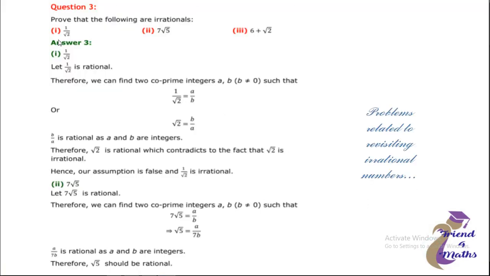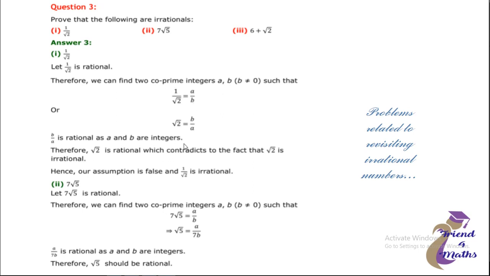Okay, next we are going to the next problem, that is prove that the following are irrationals. We can prove all these in the same way. Taking the first one, 1 by root 2. Here we are first assuming that 1 by root 2 is a rational number, and we are writing it as some a by b form, where a and b are taken as some co-prime integers.